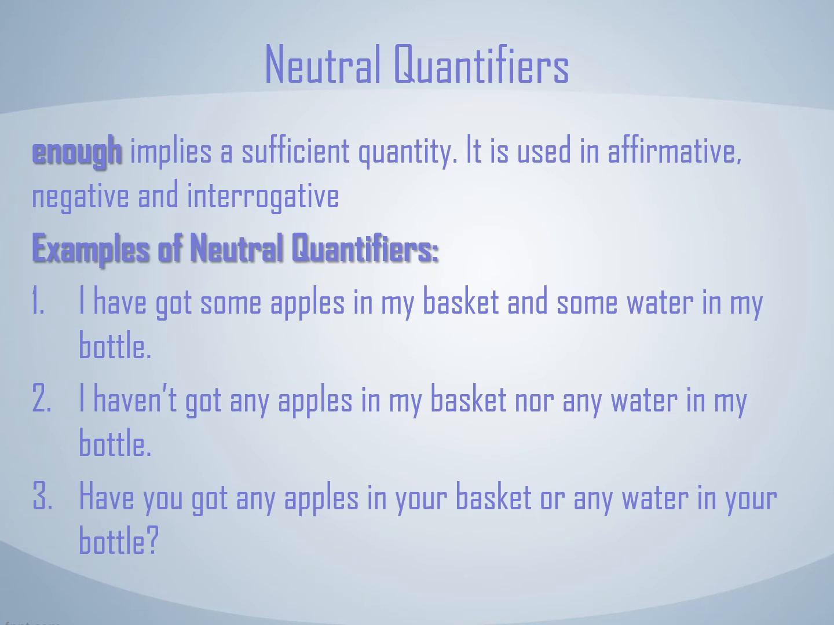The same case would be with the interrogative sentence. When I change the same sentence into interrogative, I wrote the sentence like this: Have you got any apples in your basket or any water in your bottle? So in negative and interrogative sentences, usually we don't use some. We use any in place of it.